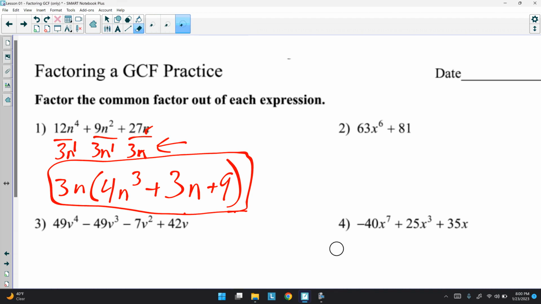Number 2, again, if you want to try it on your own and then check your work, just pause the video.